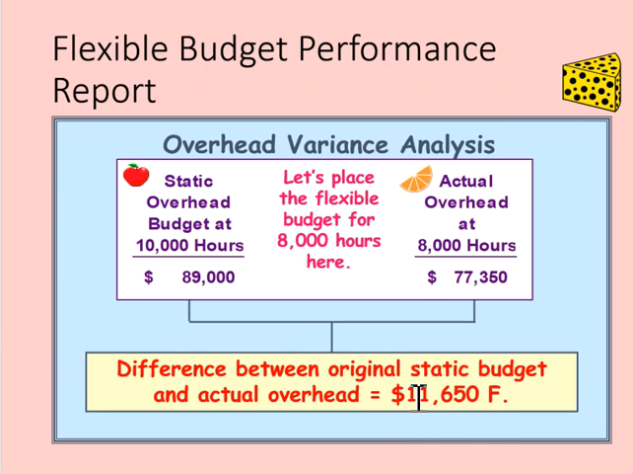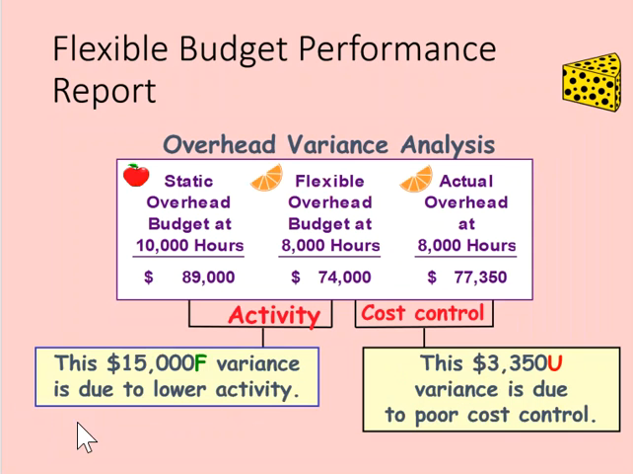So right now we have an $11,650 favorable variance. Again, we don't know how much is due to good cost control versus just a lower level of activity. So what we will do is insert a flexible budget at 8,000 hours. So we can see that 15,000 of that variance was because they were at a lower level of activity. And we can see that $3,000 variance is actually unfavorable, which is due to poor cost control. They would have been budgeted for $74,000 at 8,000 hours, and they came in at $77,350.